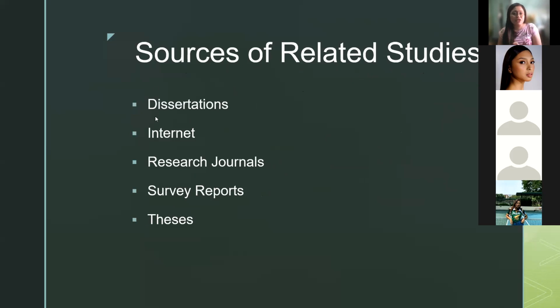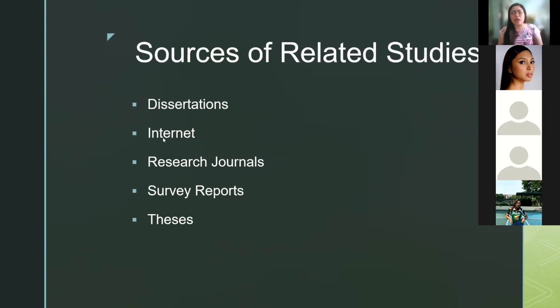We have dissertations, the internet. We have a lot of studies published on the internet. And then we have research journals, reports coming from surveys, and theses, whether published or unpublished, just like the theses in our school, which are many in the library. You can actually use them as reference for your RRL. We can cite them.